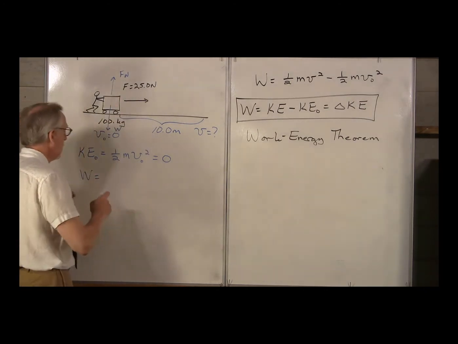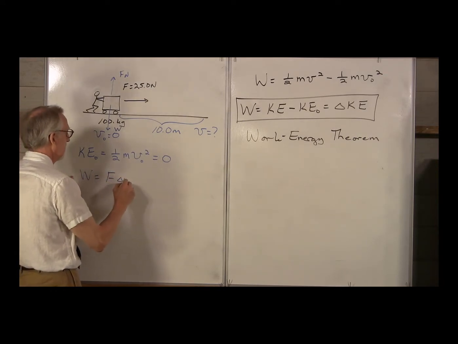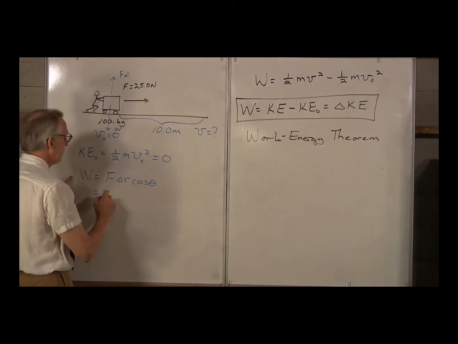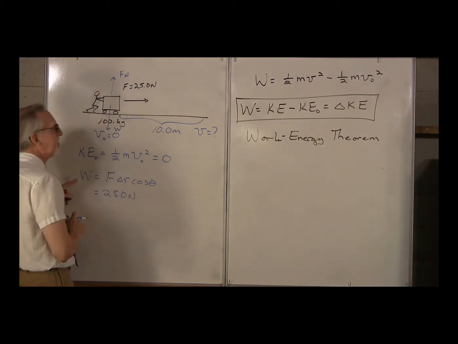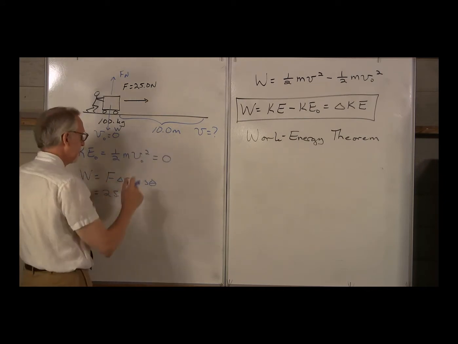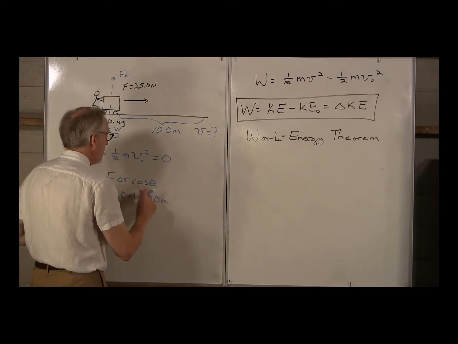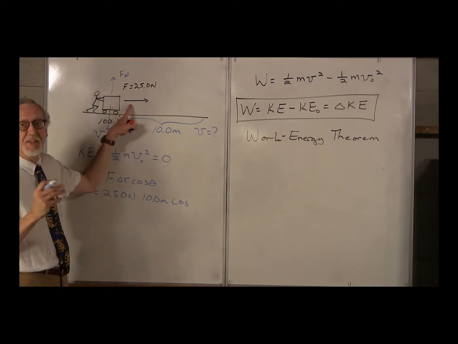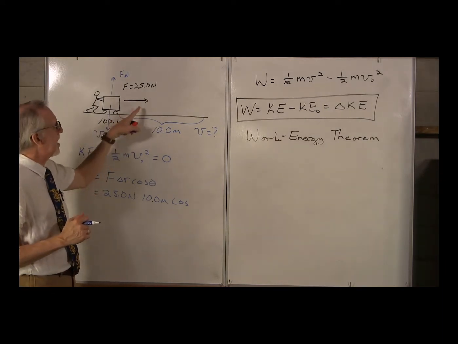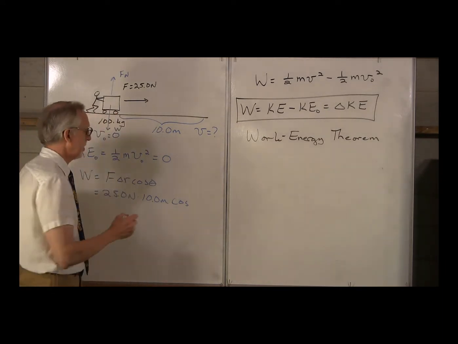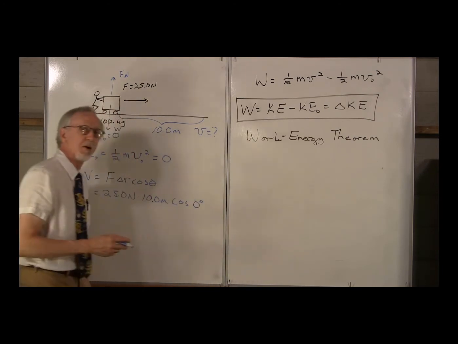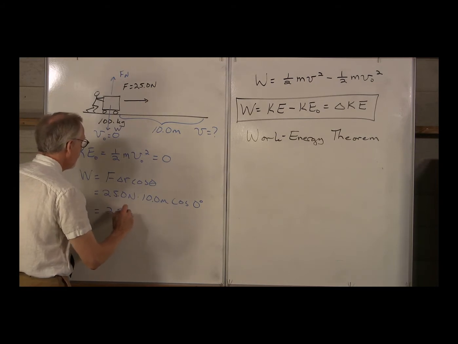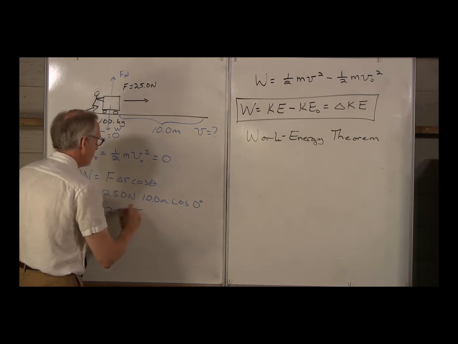Well, what is work? Work is F delta r cos theta. What is the force? 25 newtons. What is delta r? It's moving 10 meters. Cosine theta, what's theta? Theta is the angle between the force and the displacement. They are in the same direction in this case, so theta is 0, cosine of 0 degrees. Cos 0 is 1. So we have 25 times 10, or 250 newton meters, which is a joule.